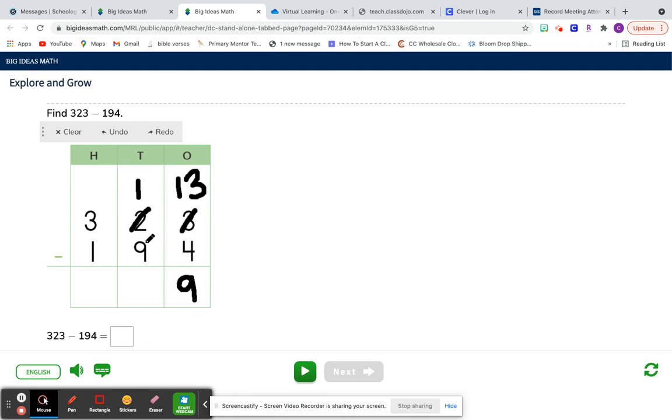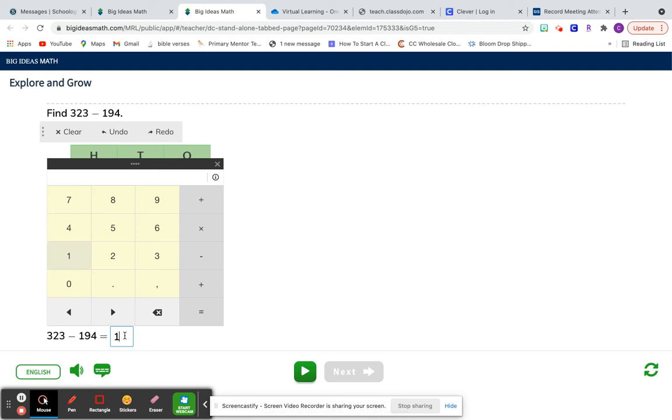1 minus 9. I cannot do that. I cannot flip them. So I have to come over here and borrow 100. So that's going to change to 2. It's the same way going to this place value as it was in this one. All right, so now 100 plus 10 is going to be 11 tens. 11 minus 9 is 2. And now we have 2 minus 1 is 1. So my answer is 129.